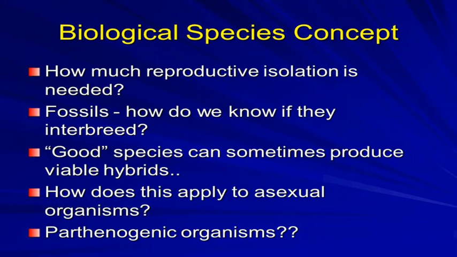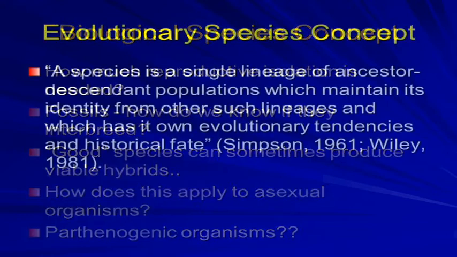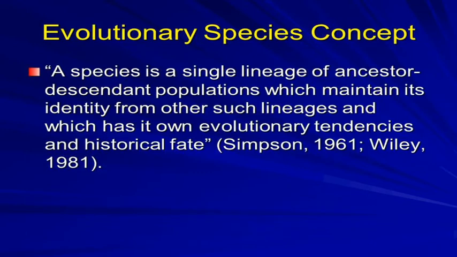And another question for the biological species concept, or demerits, is the parthenogenic organisms. So there are several demerits. Next, evolutionary species concept.